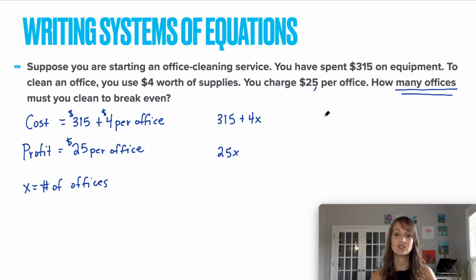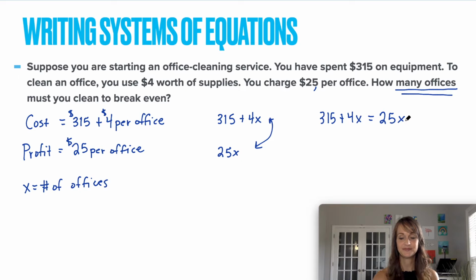So you actually will set these 2 equations equal to each other. 315 plus 4X, you want to know when that is actually going to be even with 25X. That is the equation that would be set up. In this case, it's actually a 2-step equation, so you're only solving for 1 variable in this problem.